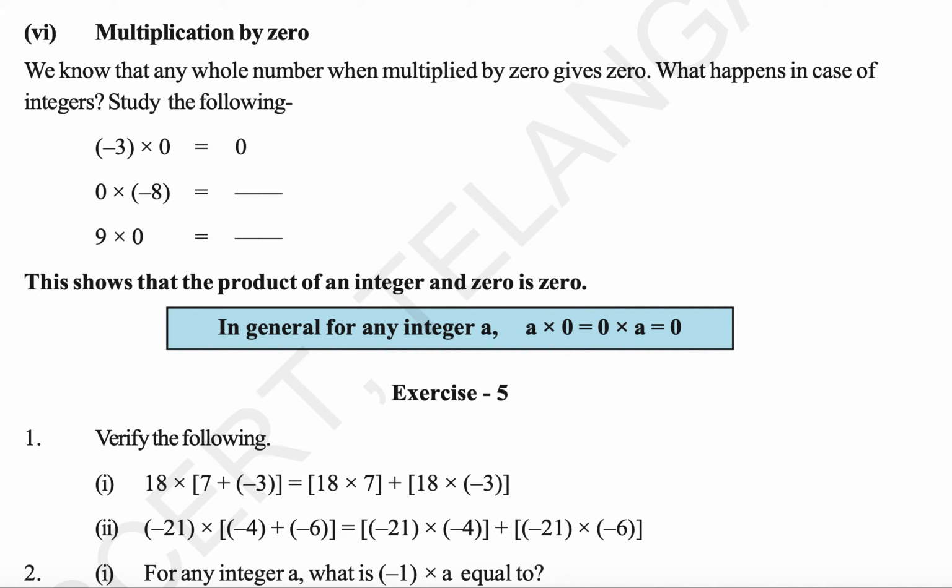Multiplication by 0. We know that any whole number when multiplied by 0 gives 0. What happens in case of integers? Study the following: minus 3 into 0 is 0, 0 into minus 8 is 0, 9 into 0 is 0. This shows the product of an integer and 0 is always 0. In general for an integer a, a into 0 equals 0 into a equals 0.